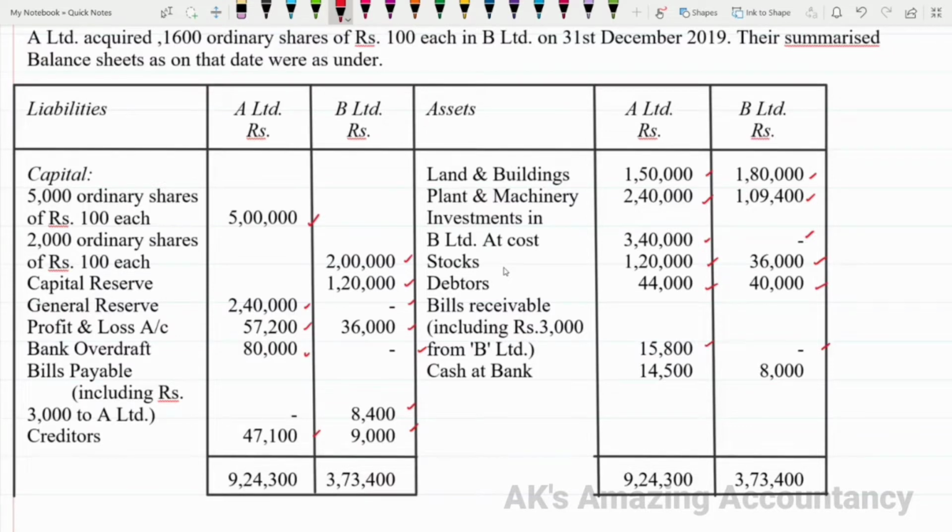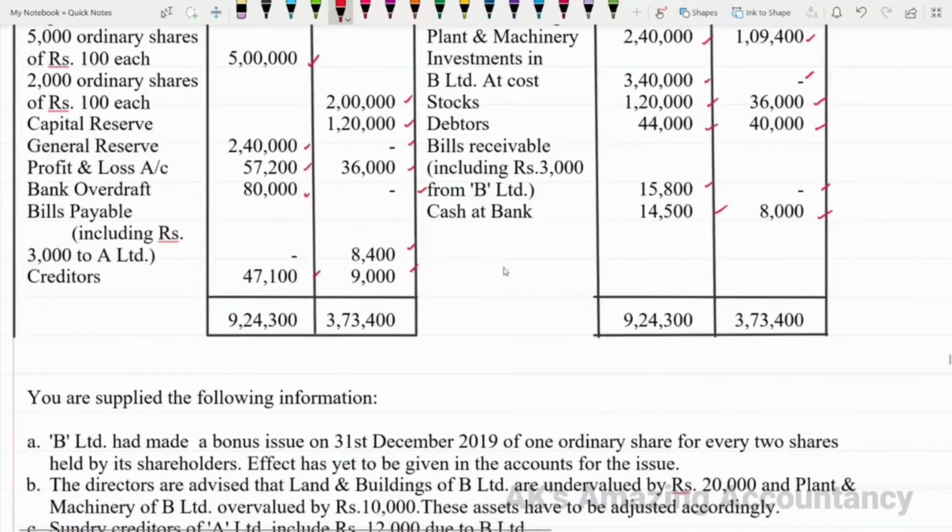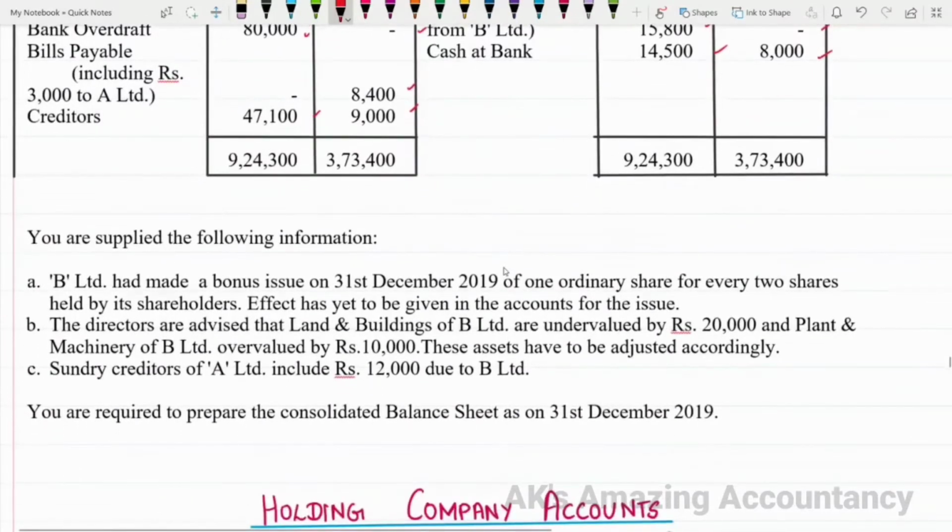Cash at bank A Limited 14,500, B Limited 8,000. Total of the balance sheet A Limited 9,24,300 and B Limited 3,73,400. You are supplied the following information.